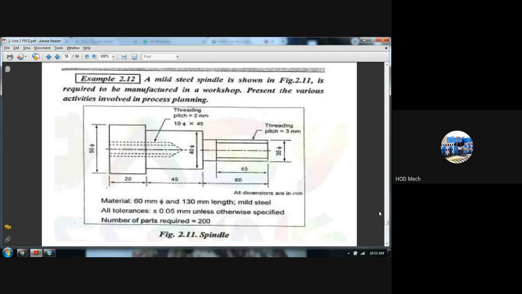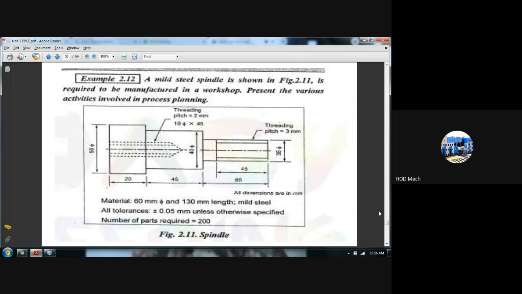If I assume that this problem you're seeing on your slide is the order given by a customer to you, and you are going to work on this particular order as a process planner. As a process planner, you are going to execute this order. This is what your duty is to do. You are working in industry and a customer gives you this diagram and you are supposed to execute this according to the requirement of a customer.